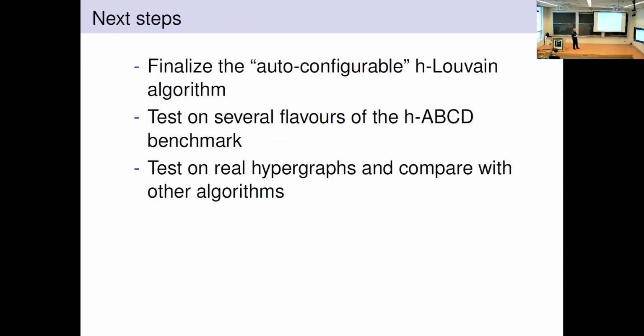There's a lot more tests that are coming. We want to finalize this auto-configurable H-Louvain algorithm, probably using Bayesian optimization, but there are a couple of things we might want to try. Many more tests using this HABCD benchmark, larger hypergraphs, everything. And of course, test on some real hypergraphs and compare with other algorithms, especially on equal footing where we do have the true communities. That's something we can do, although that can be a bit tricky because sometimes the true communities and the ones that optimize modularity are not necessarily exactly the same. So one has to take that with a grain of salt.